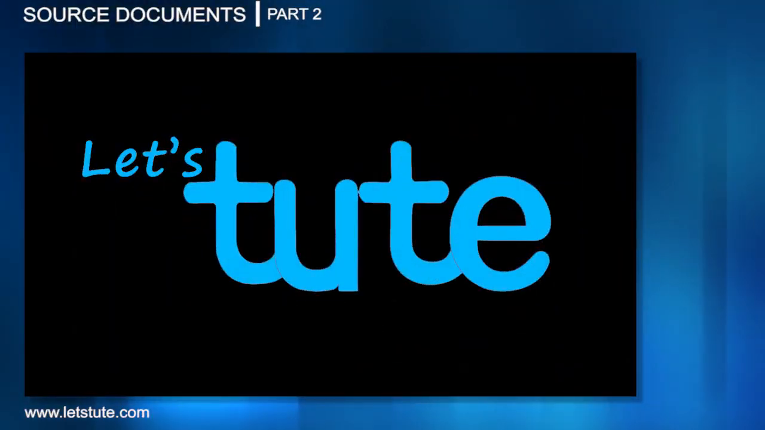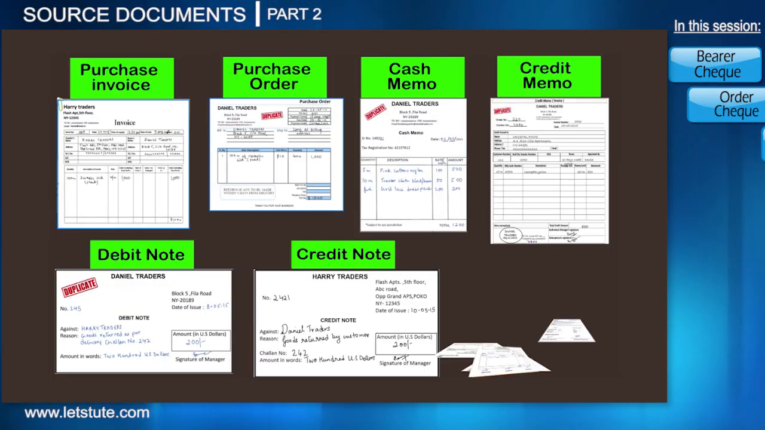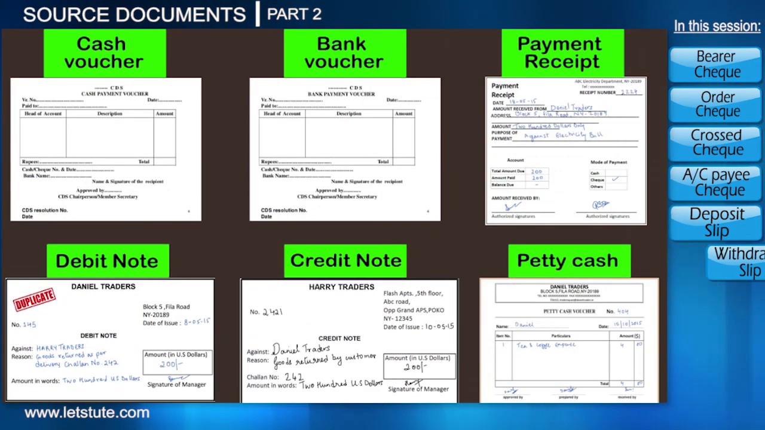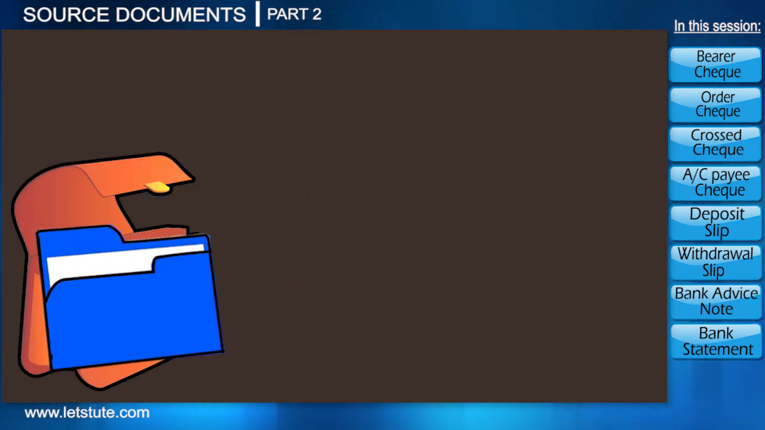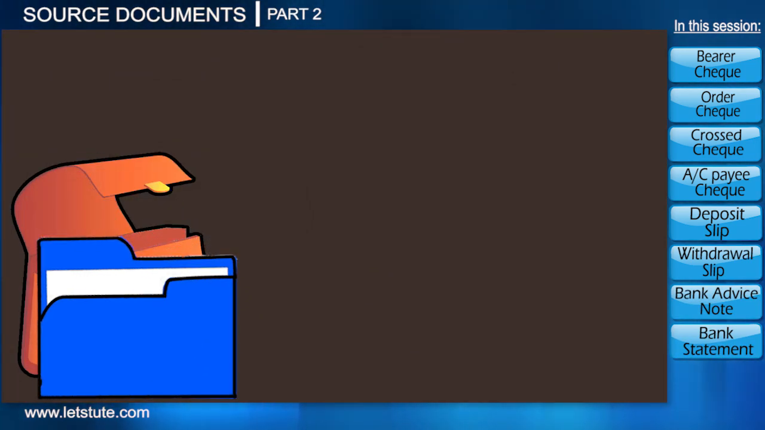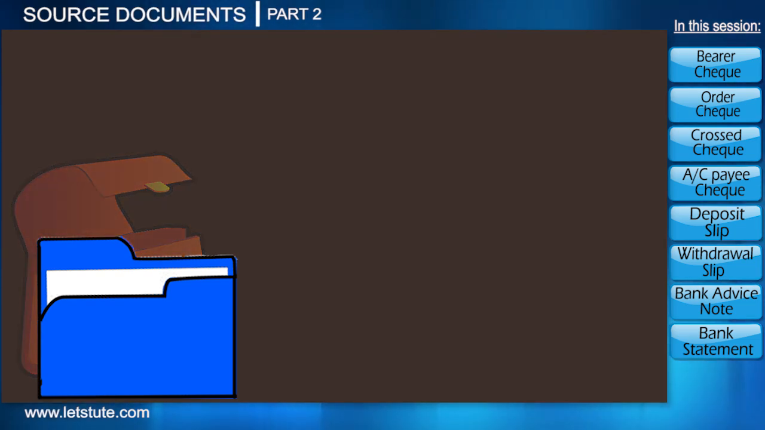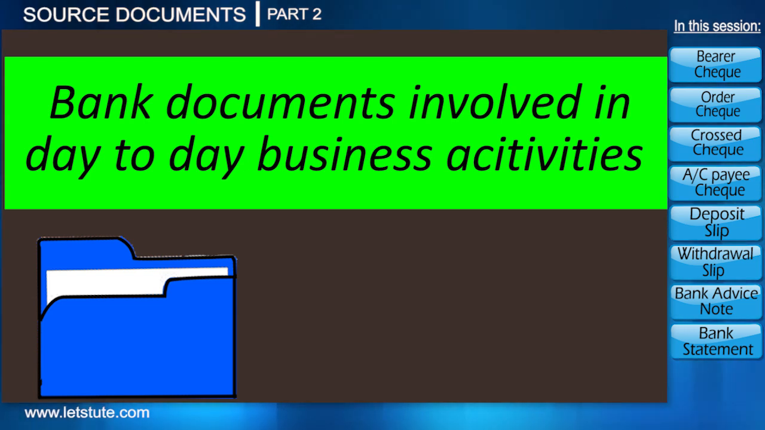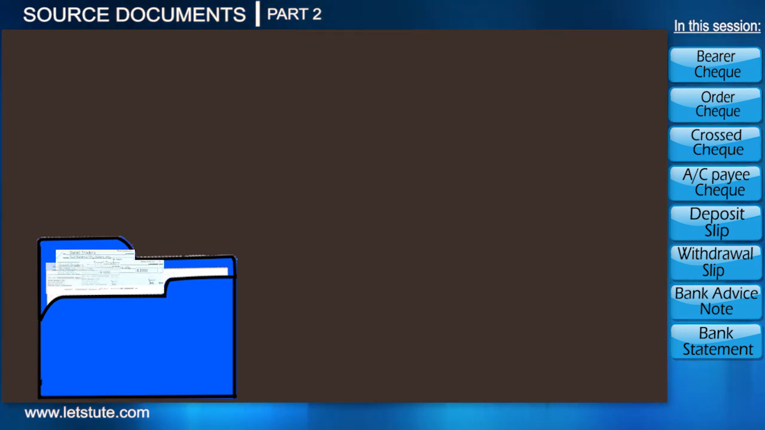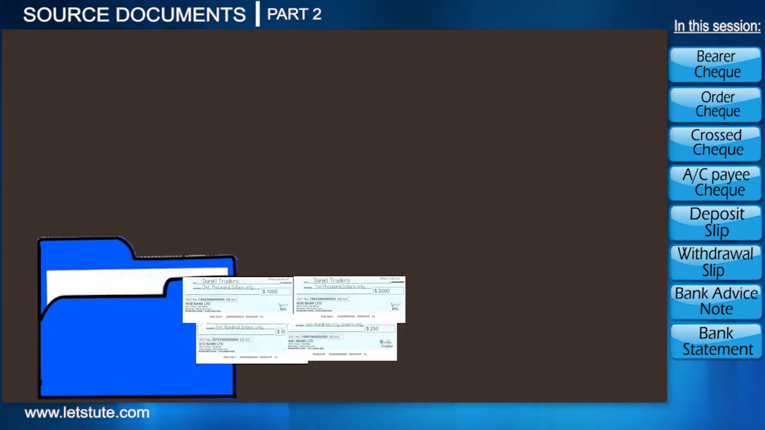Hello friends, in our previous sessions we saw some of the basic source documents that Daniel had just dumped in his bag. He also has a folder where he kept all his bank related documents. So as promised, today we are going to discuss all the bank documents that we come across in day-to-day business activities. Daniel has a few checks in here. Let us pull them out.